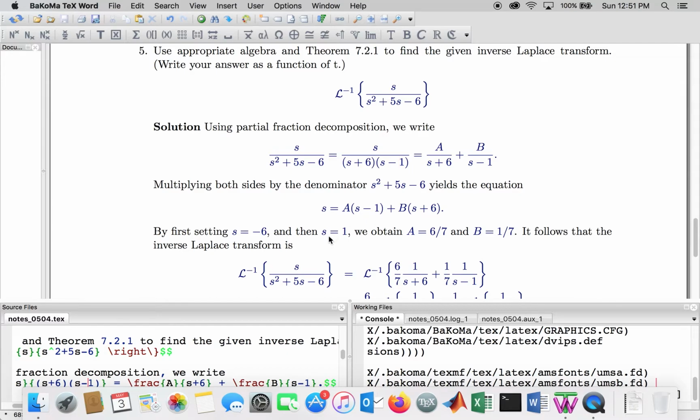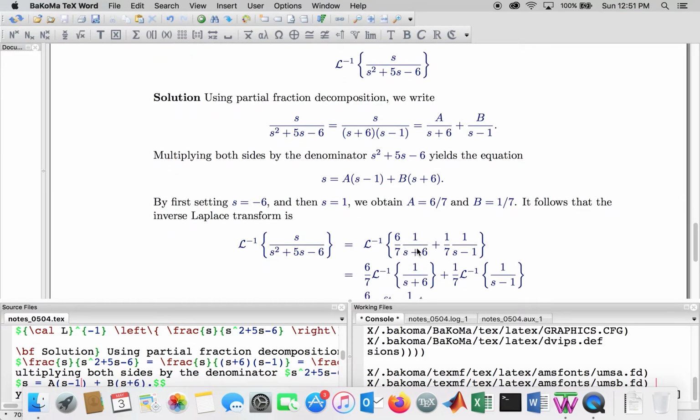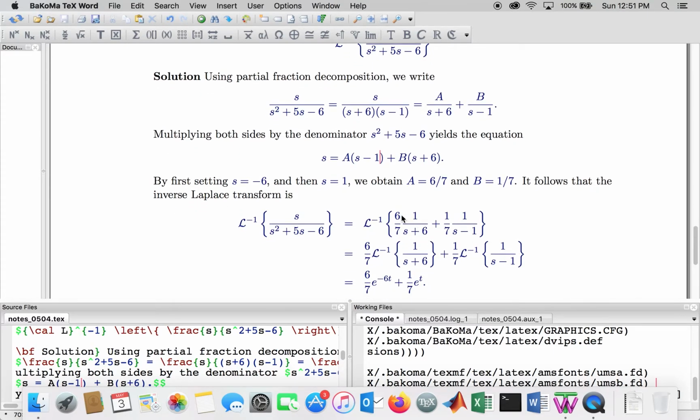If I substitute s equals 1, this term goes away, and I have 1 is equal to b times 7, so b is 1/7. So that's how that solution process goes. So now, here I fill in the values of a and b, and just like with taking a Laplace transform in general, so transforms and inverse transforms, you can break up terms, you can pull out constant factors, so that's what we have here.